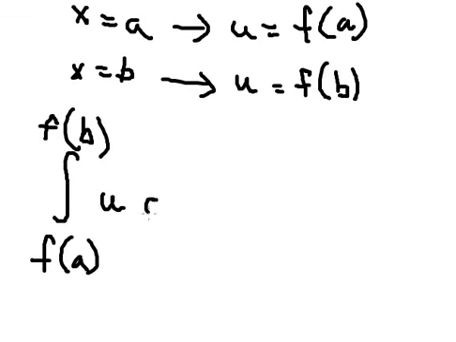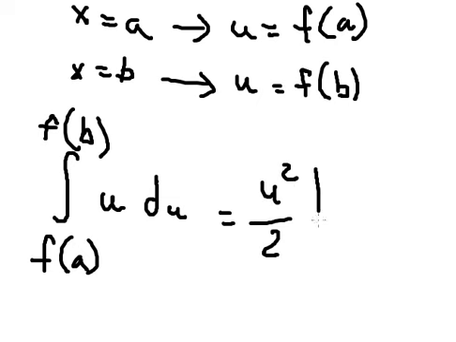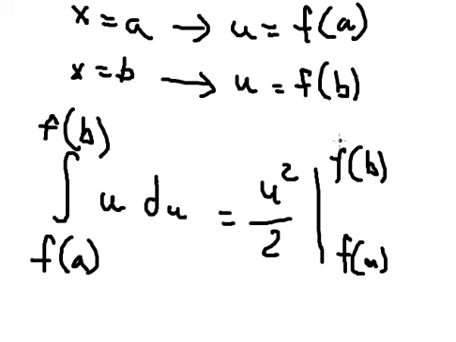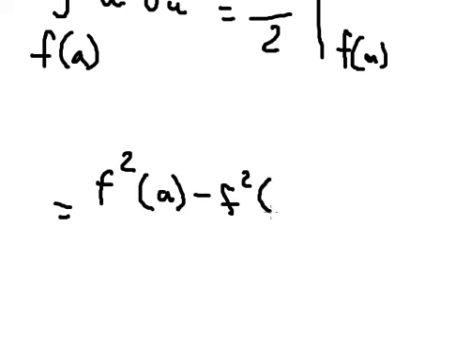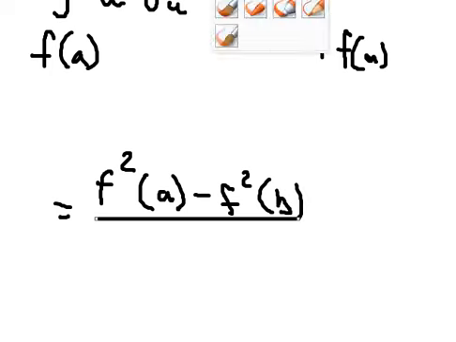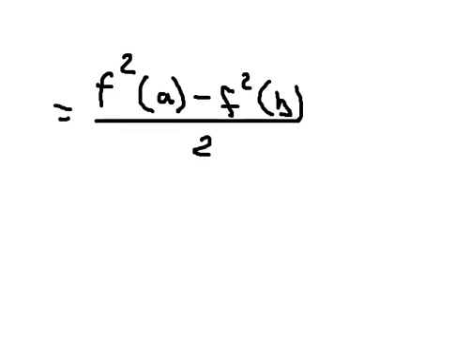So we have the u. The integration of u, we have u squared over 2, and I will put the bounds from f of 8 to f of b. And now we put this one in here, and this one in here, and we have it like this. So we have the formula in here.